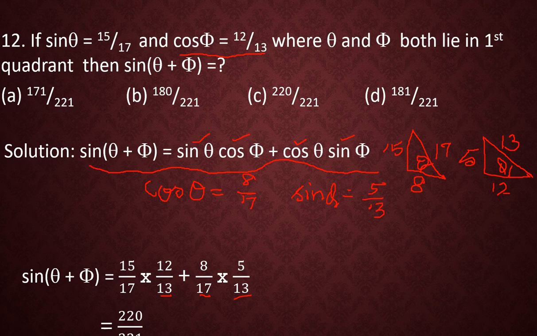In the first quadrant all the trigonometric functions are positive, therefore here all the angles are positive, therefore the option is 220 divided by 221.